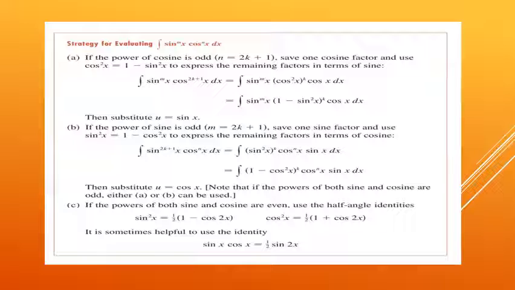And you know that we learn about the half angle identities in the first year and the trigonometric chapters. So sin^2 x = 1/2 (1 - cos 2x), and cos^2 x = 1/2 (1 + cos 2x). It is sometimes helpful to use the identity sin x cos x = 1/2 sin 2x. So by using these strategies, you can evaluate the trigonometric functions here.